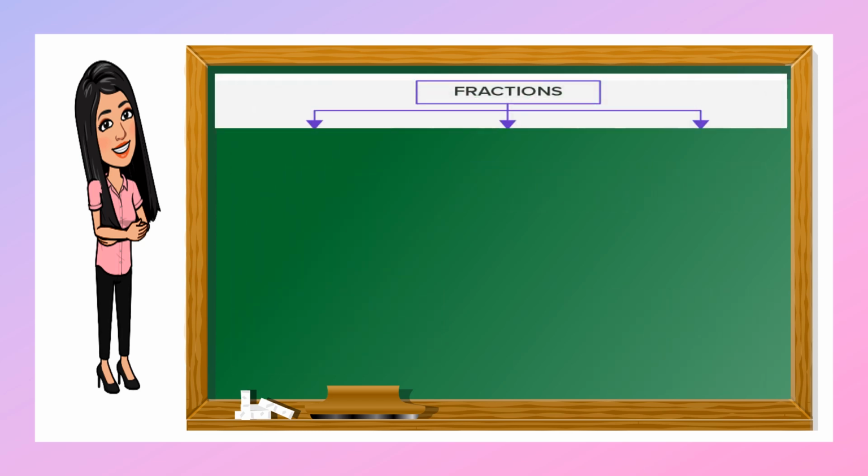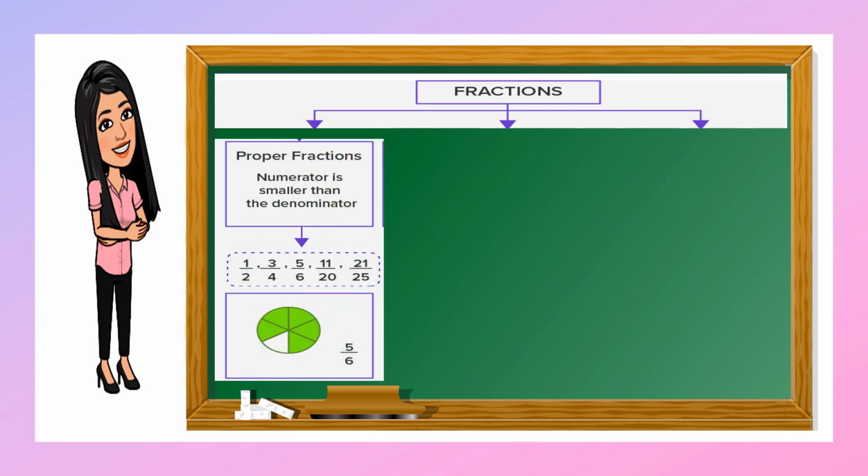Okay, so what are the different kinds of fractions? Let us discuss one by one. When we say proper fractions, the numerator is smaller than the denominator. Meaning, ang numerator o yung taas na bahagi, yung number na nasa itaas, ay mas maliit kesa sa denominator, yung number na nasa ilalim. Okay, so we have here different examples. 1/2, 3/4, 5/6, 11/20, 21/25. And the picture shown 5/6.